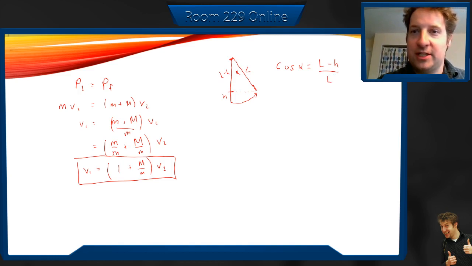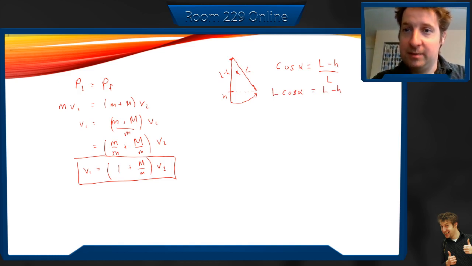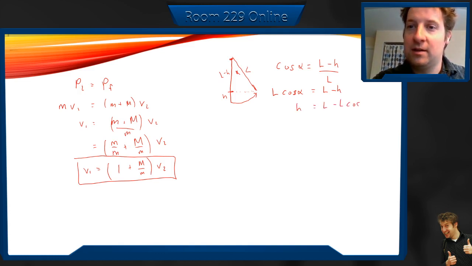So then rearranging things here, I can multiply both sides by L. L cosine alpha equals L minus h, and then I can keep going. What's the h? If I bring h over, h is going to be equal to L minus L cos alpha. I can factor out my L. I get L times 1 minus cosine alpha.